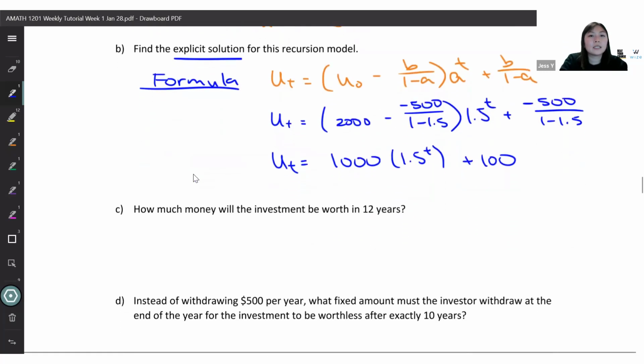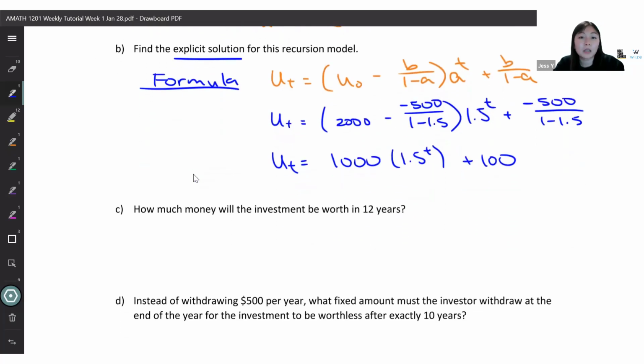Okay, let's answer part C and D here. Part C, how much money will the investment be worth in 12 years? So they're not giving us the amount of investment, so we're not going to replace U sub t.